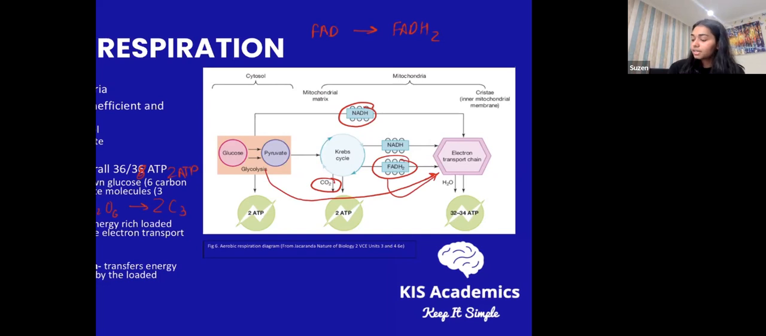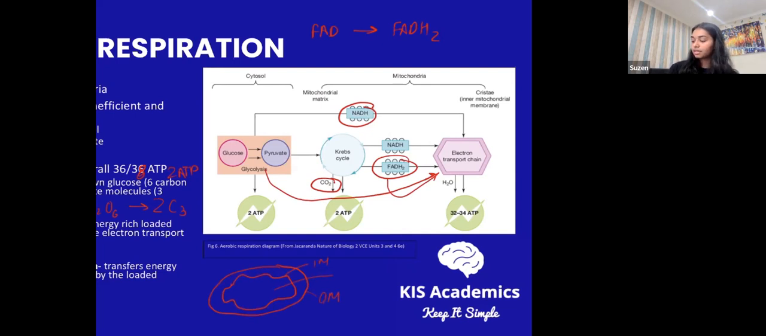As I mentioned, glycolysis happens in the cytosol. The Krebs cycle happens in the matrix of the mitochondria. So if I was to just drop a mitochondria right here, the matrix of a mitochondria is like the cytoplasm. So this is your matrix, this is your inner membrane, and this is your outer membrane.